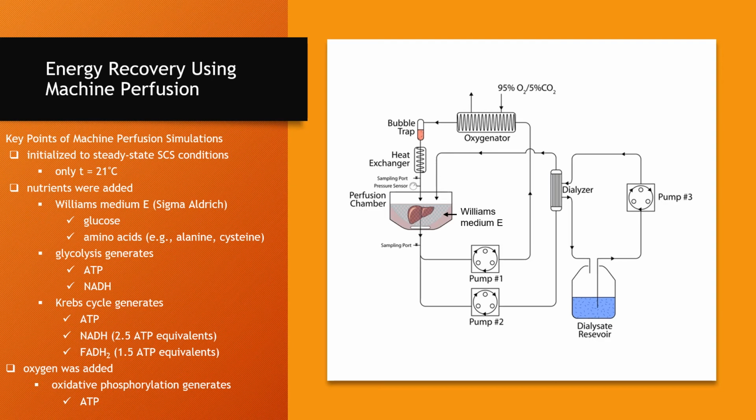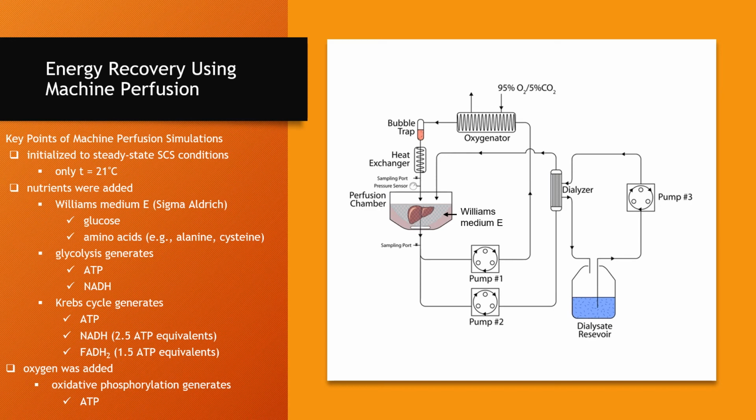This drives glycolysis, which will produce a small amount of ATP and NADH. Glycolysis, in turn, produces pyruvate, which then produces acetyl-CoA, and this drives the Krebs cycle, which generates the bulk of ATP, NADH, and FADH2. 3. Oxygen was added. This drives oxidative phosphorylation, which produces ATP.